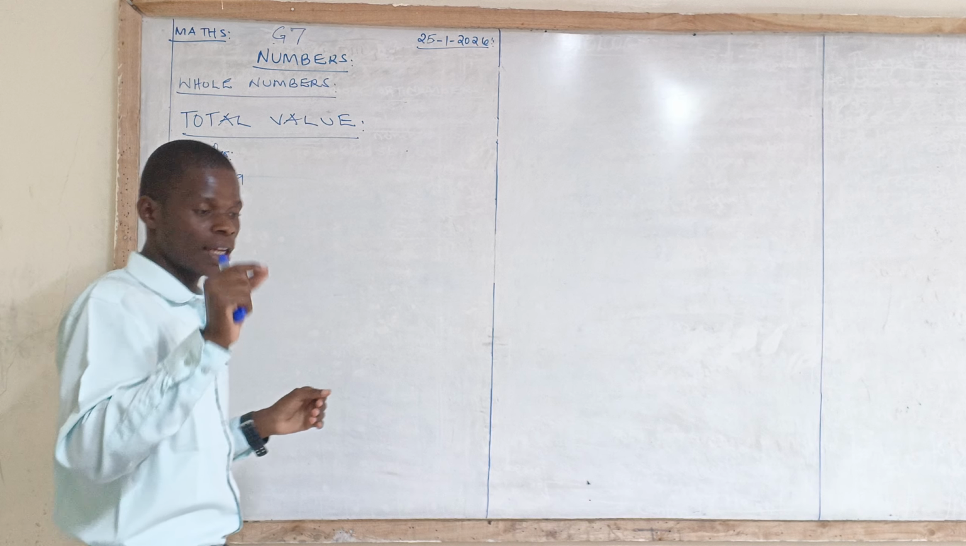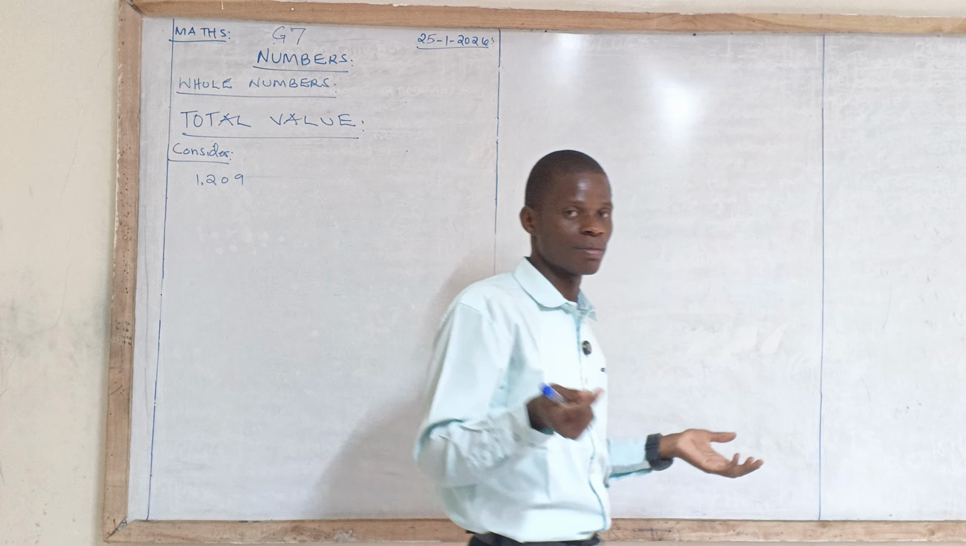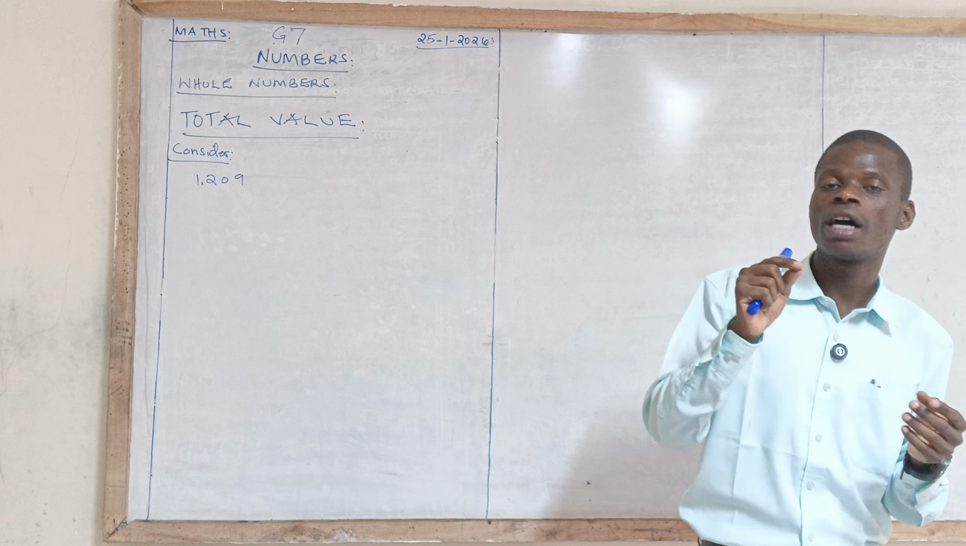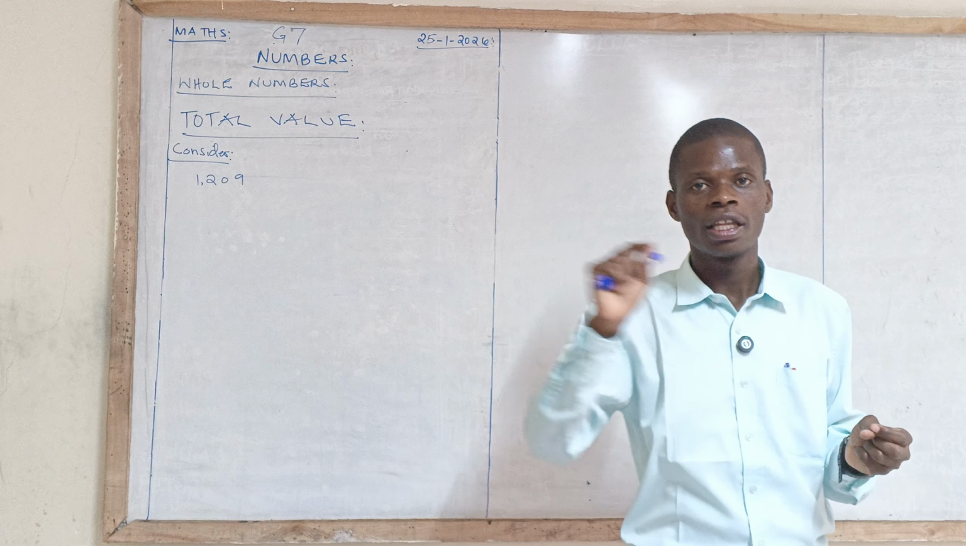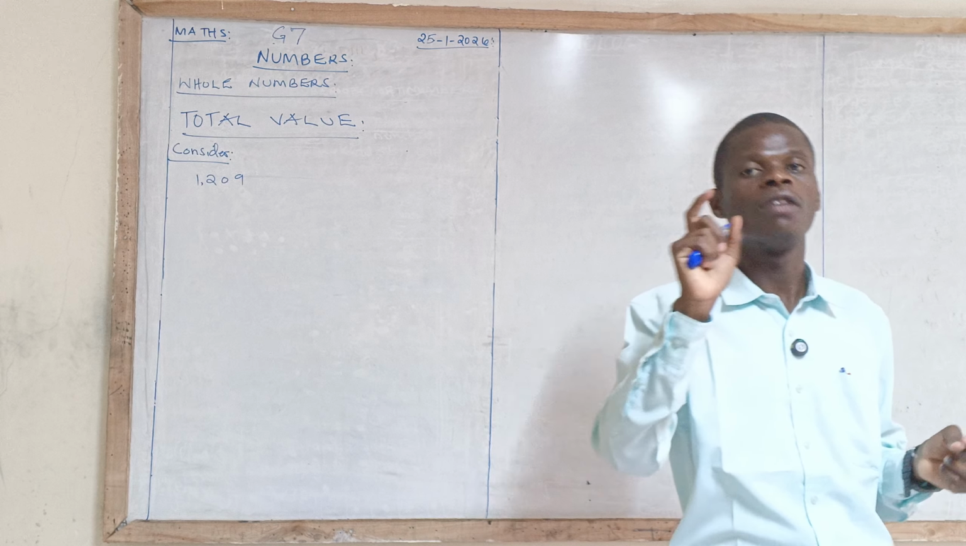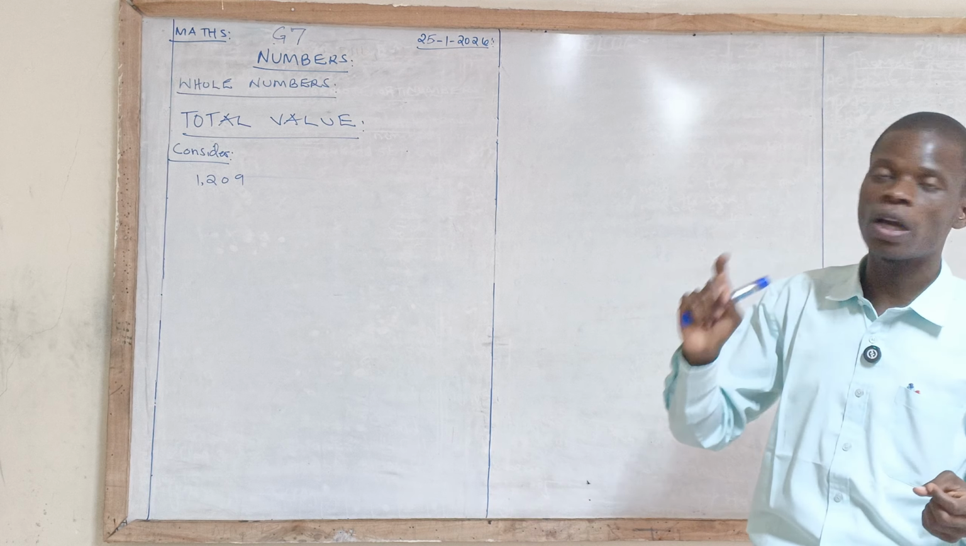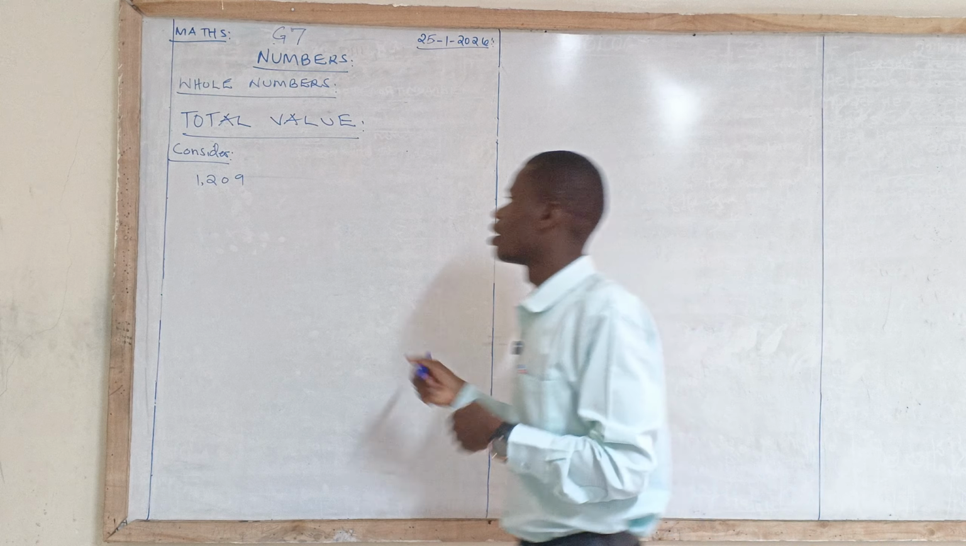So that's why sometimes, not all the times, you see that instead of asking you what is the total value, they will ask you what is the value of digit 2, what is the value of digit 9.